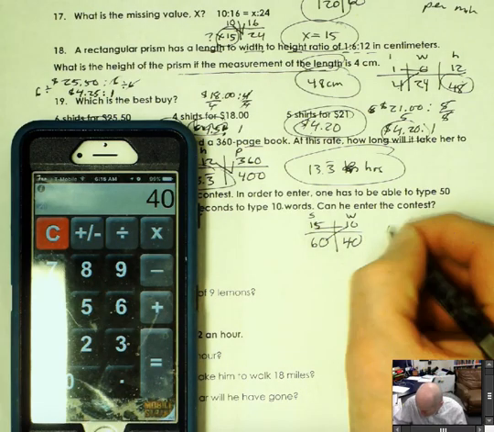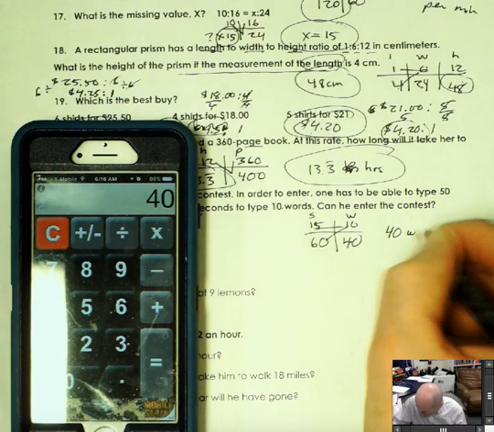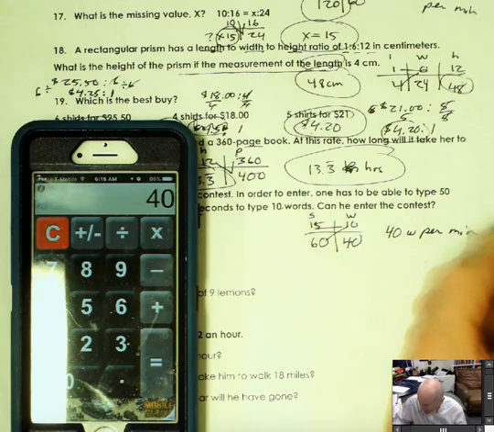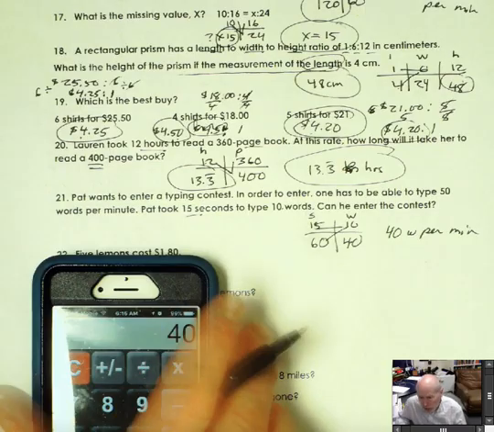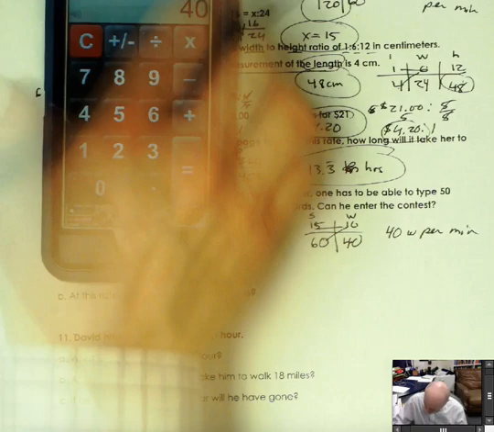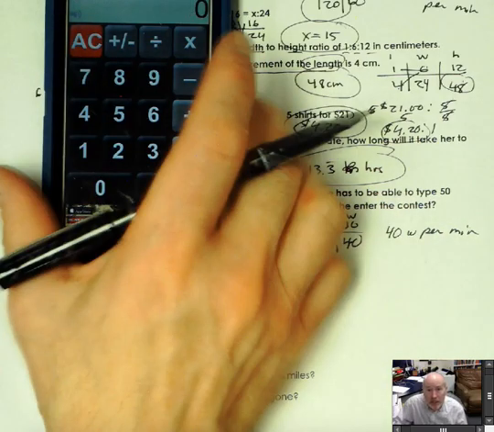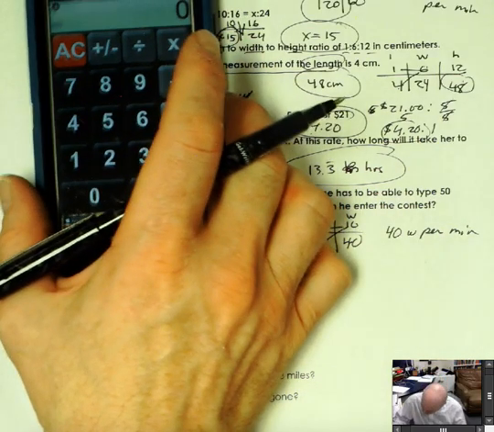So his rate is 40 words per minute. And that's not going to cut it. You need 50 words per minute. Pat, you can't join the contest. All right. But hey, I succeeded being able to type 40 words per minute. You can do it too.